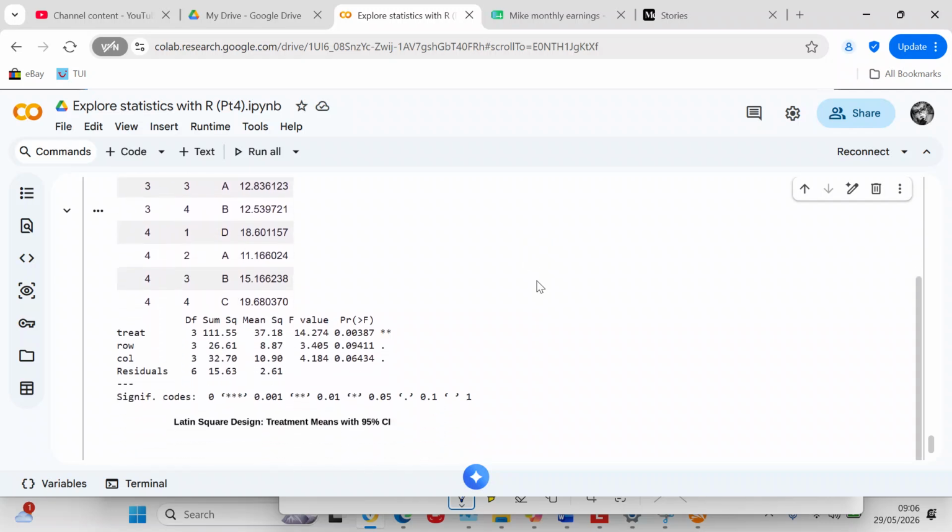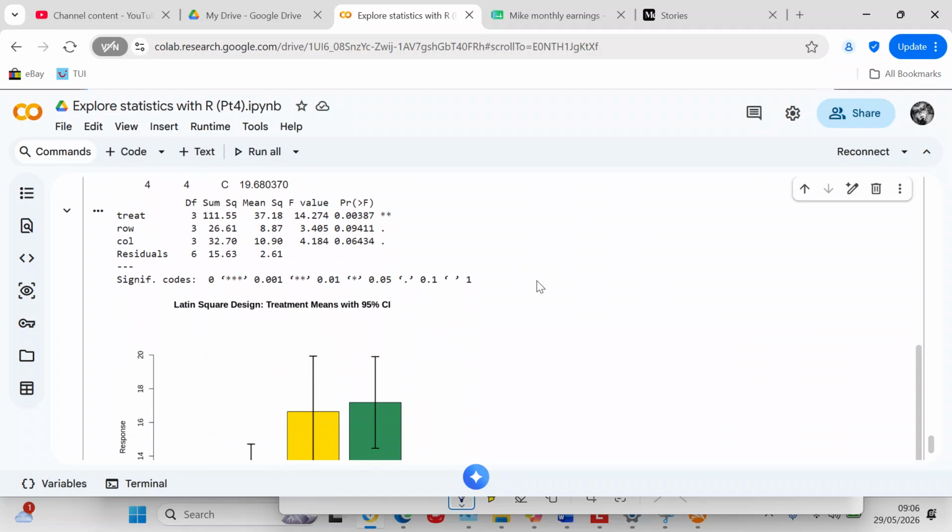So we're going to look at our model. You've got treat, row, column, and residuals. The degree of freedom for treat, row, and column is going to be 3. The reason is you've got 4 of everything, 4 by 4, and you calculate your degree of freedom by taking the number of samples and subtracting 1.